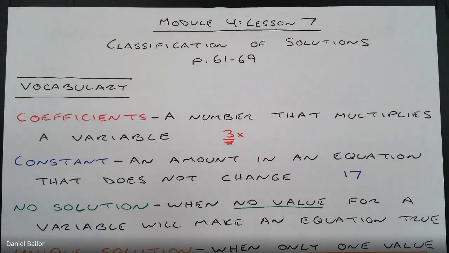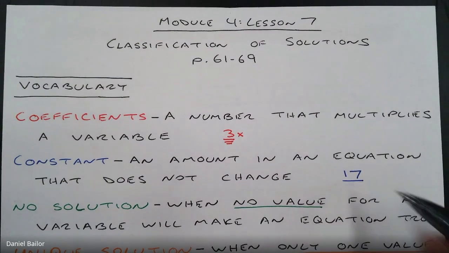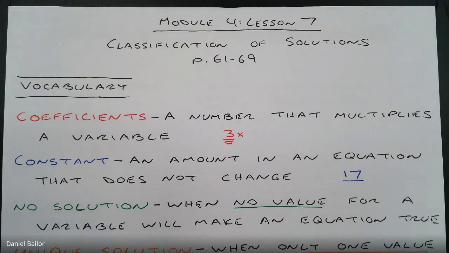Next word is a constant. A constant is an amount in an equation that does not change. In other words, not a variable. It is a term that does not change, like 17. 17 has no variable connected with it, so 17 is always 17. It is always the same. It is constant.